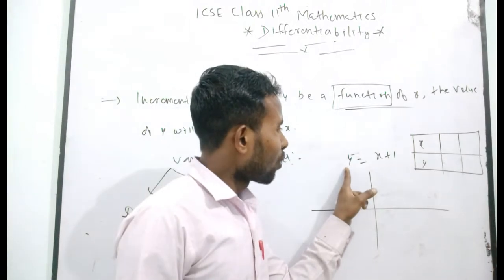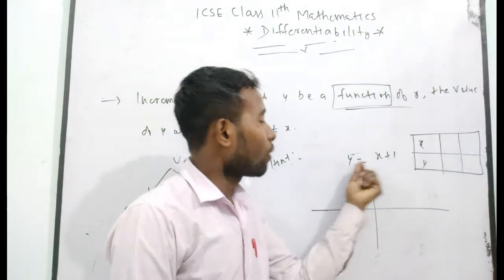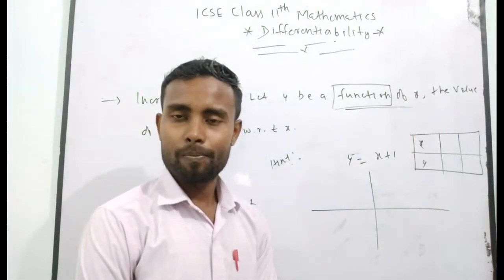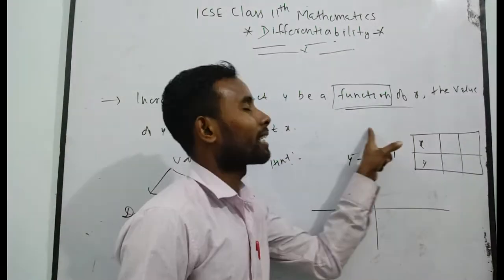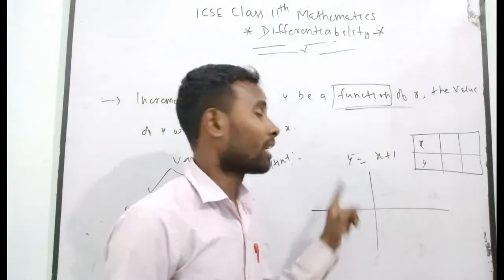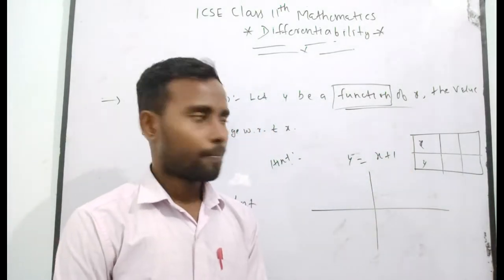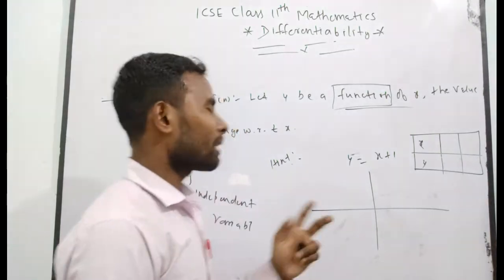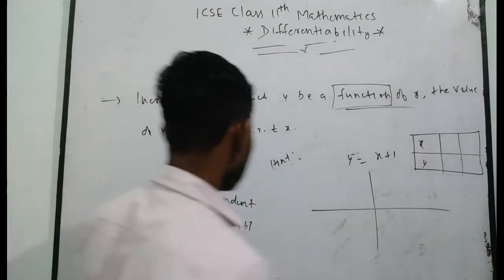Sometimes students think we put a value of x and get a value of y, so definitely y depends upon x. But it is not necessary. You can write here that x is a dependent variable and y is an independent variable. In that case, you put a value of y and you get a value of x. But before that, you have to mention it. Don't worry, you can take it either way for your class level.